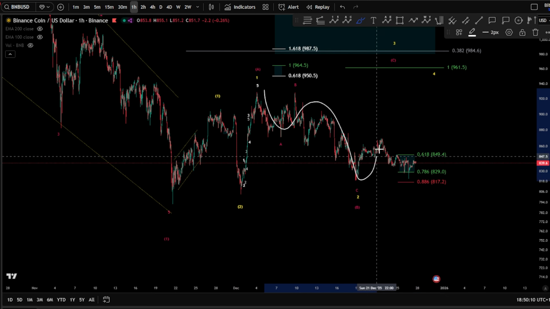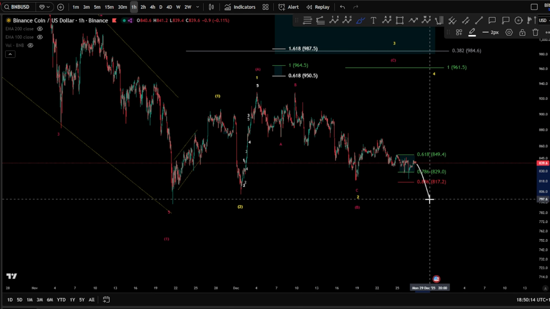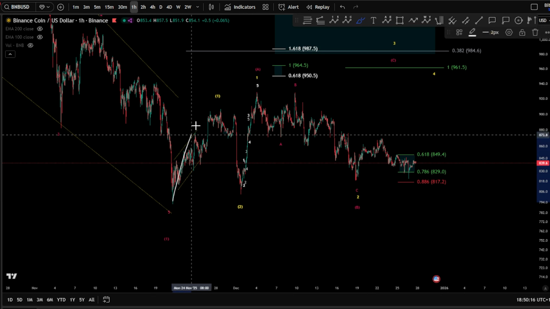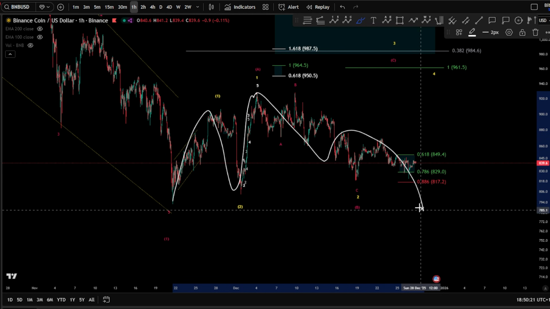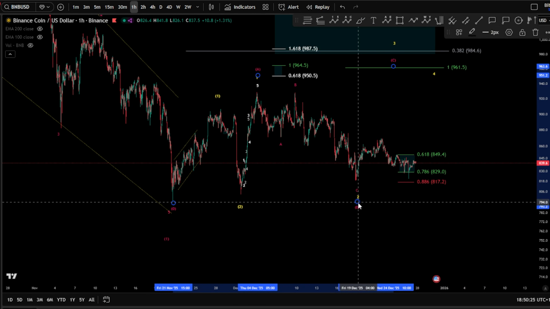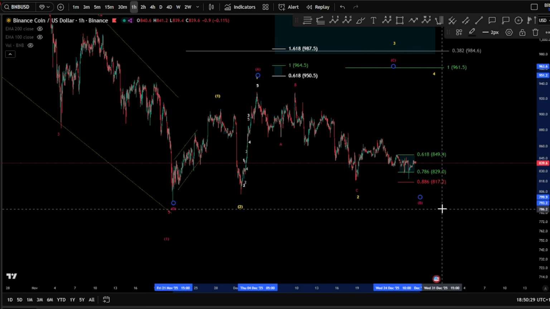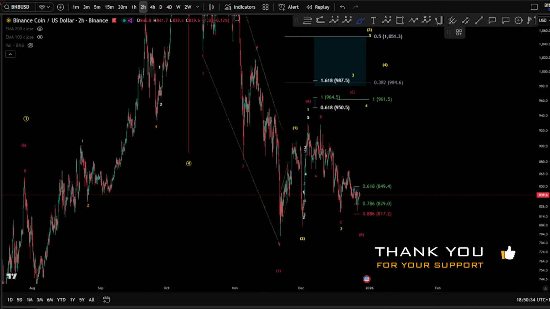Therefore, I'm still looking here for something to unfold as a complex structure that can take the low, and it can finish up here as a bigger wave A, bigger wave B as an expanding flat, and having a wave C toward the upside here for BNB. So this is what I'm looking for: a wave B, potentially taking the low one more time in an expanding flat, and this might play out as your wave 2.